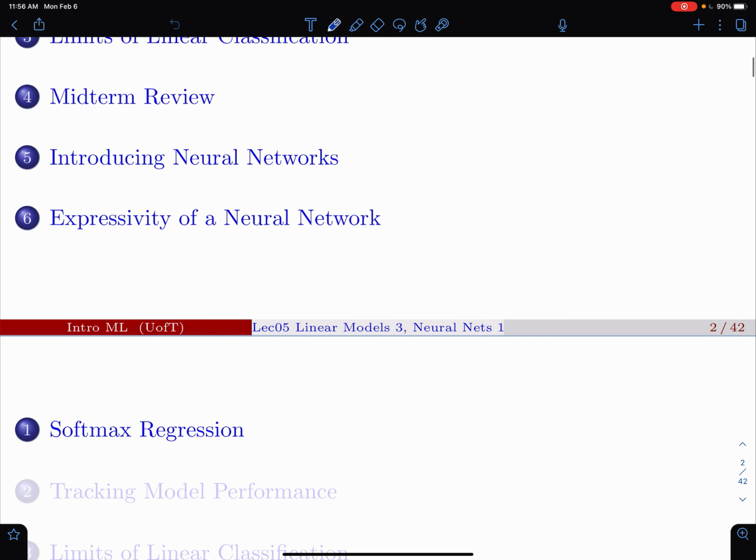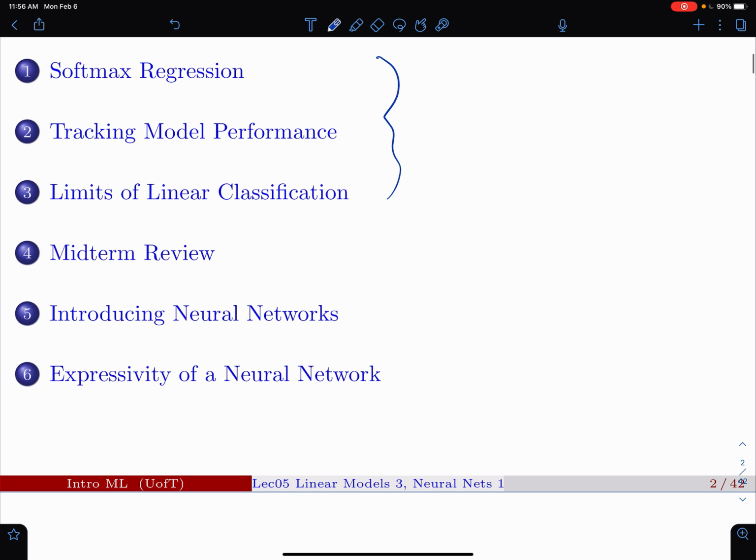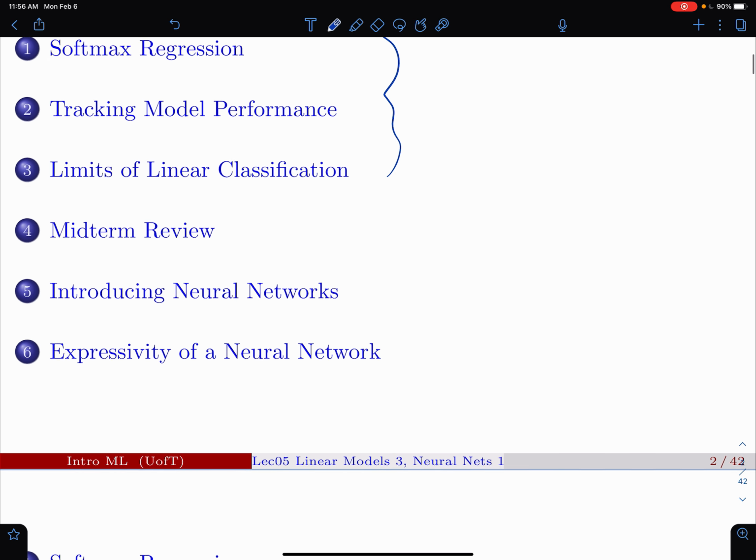All right, so we're gonna cover the first three things here, and then the rest of the time we'll focus on midterm review. I think the first three parts will take 10, 15 minutes maybe, and then we'll start on neural networks, the next lecture we have.